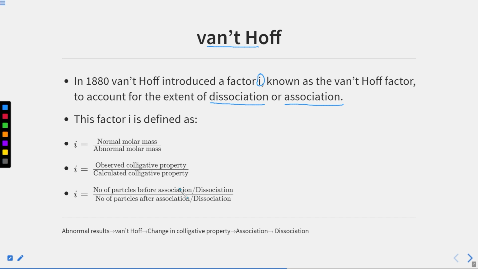Again, i is equal to the number of particles after dissociation divided by the number of particles before dissociation. Like if we have NaCl, the number of particles before dissociation will be 1 and after dissociation it will be 2, suppose we are dissolving it in water. So i will be 2. And for association, it will be 0.5. So this is our case.